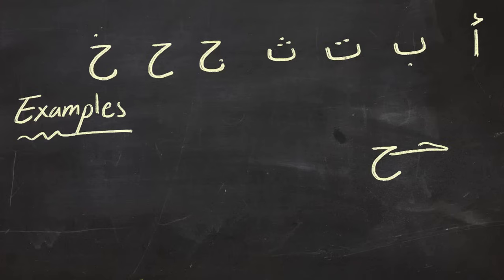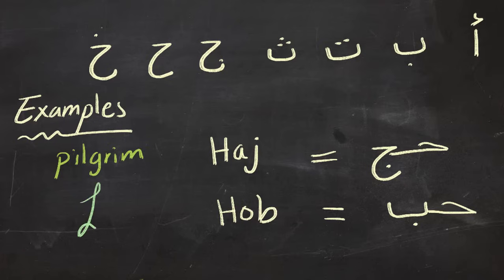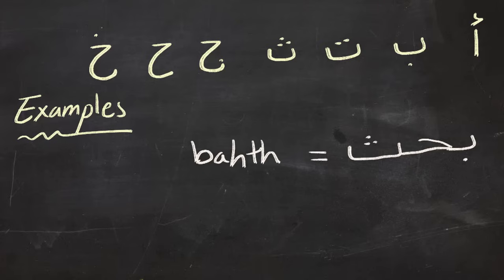So the first example is hajj. Hajj means pilgrim, as you can see. Next word is hubb. Hubb. And that means love. Now, let's have a look at another set of examples. The next example is bahth. Bahth means research.